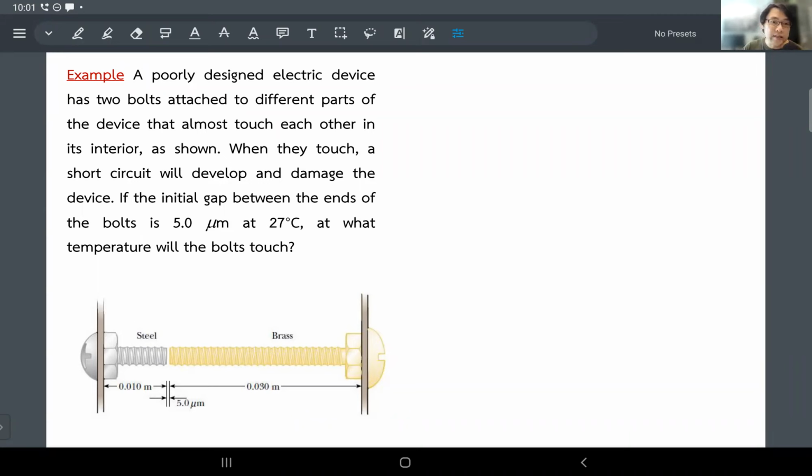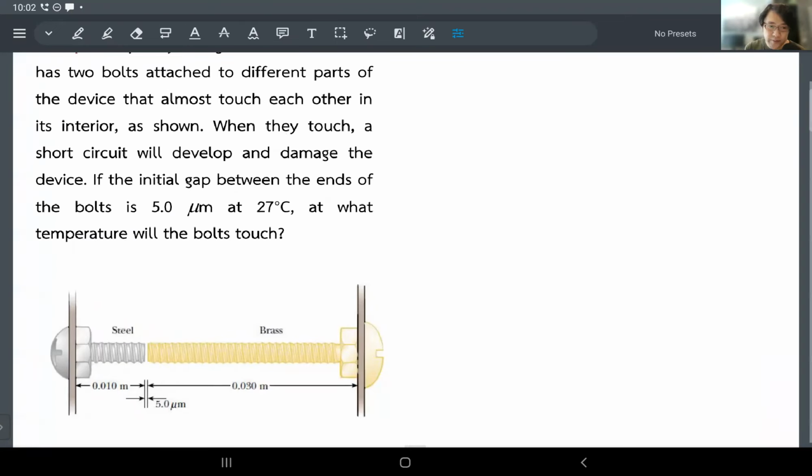You have a poorly designed electric device with two bolts attached to different parts of the device that almost touch each other in its interior. As the figure shows, they are almost touching. They are separated by 5 micron at 27 degrees Celsius. So the question is, at what temperature will the bolts touch? That's the whole thing we would like to calculate.